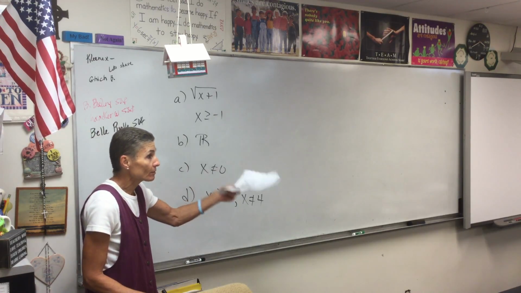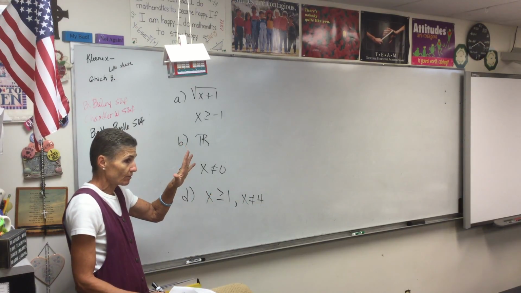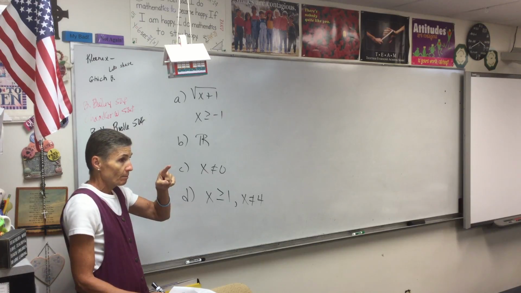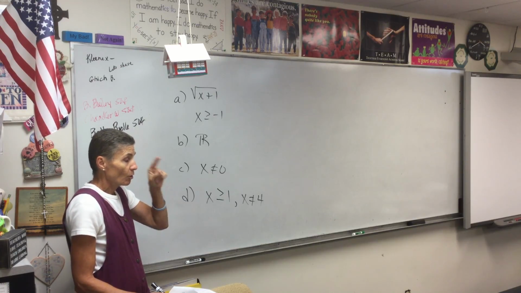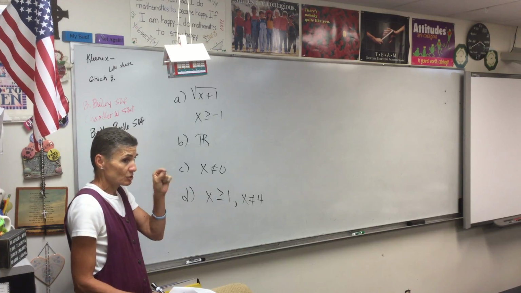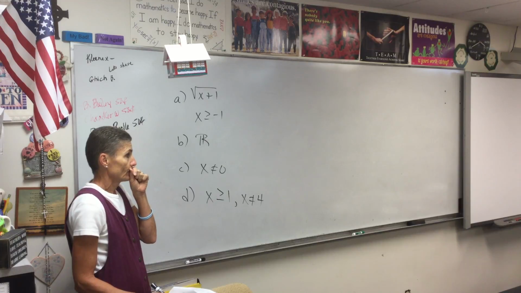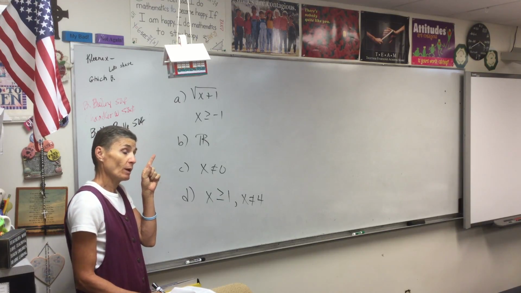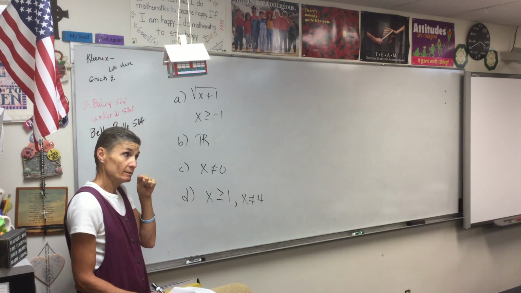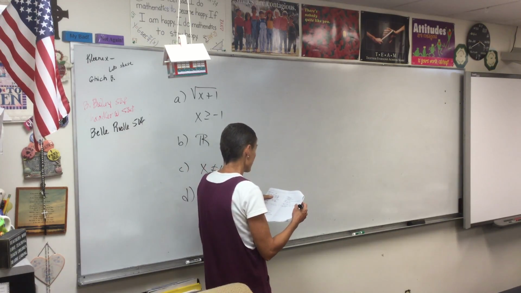All real numbers. Now you're looking at it and saying, but Mrs. Ford, there's a denominator. You're right. But the only problem with denominators is sometimes they're 0. Can x squared plus 1 be 0? No. Now it would be different if it were x squared minus 1. But x squared plus 1 is always going to be positive. So E is all real numbers.